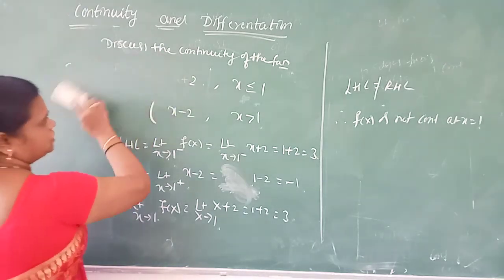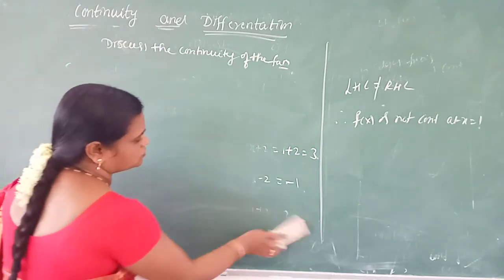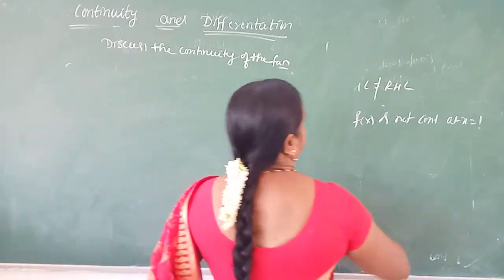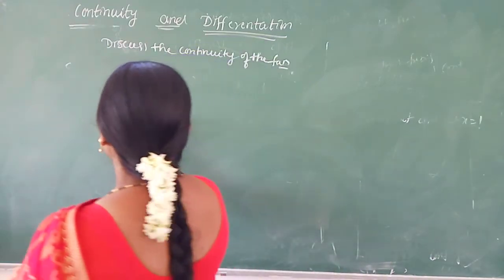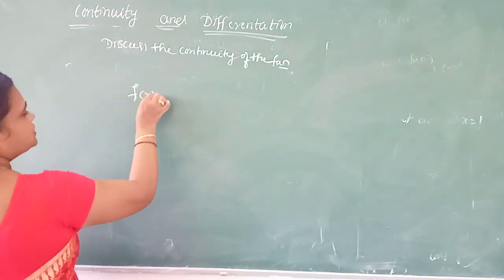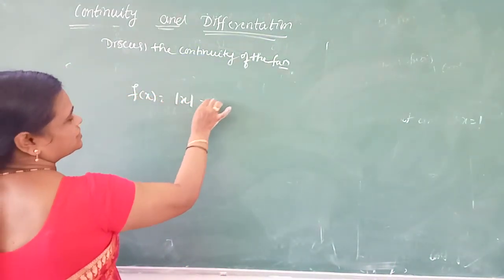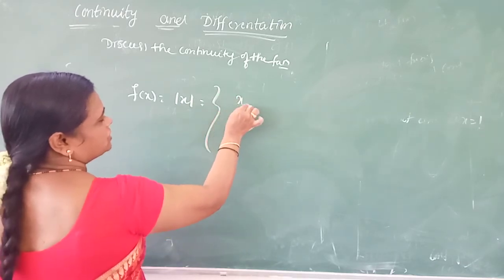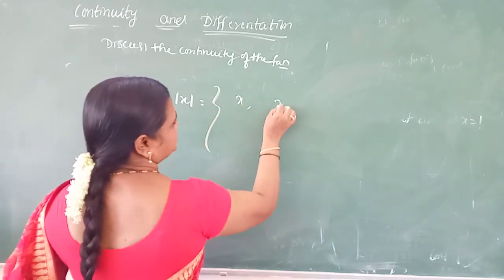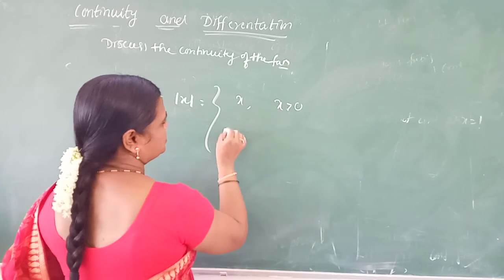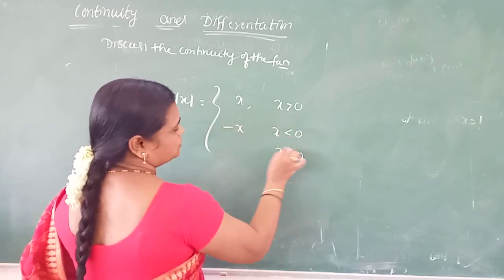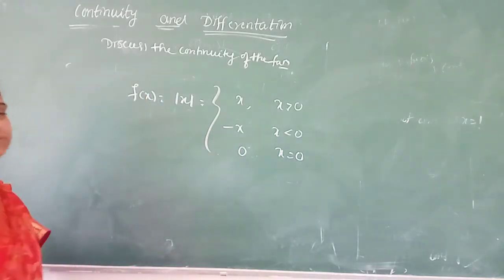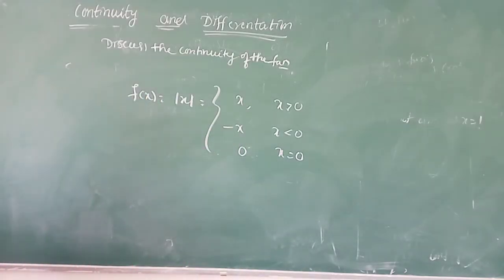Next example. The next example is f of x is equal to mod x. That is the condition mentioned: x for x greater than 0, minus x for x less than 0, and 0 at x equal to 0. Okay, this is the given example.